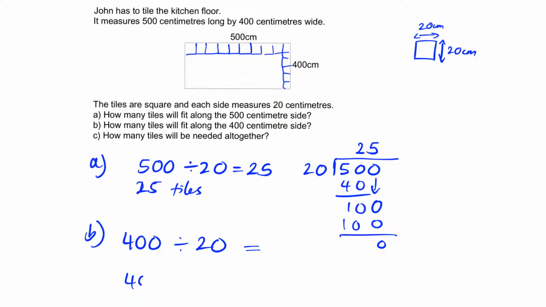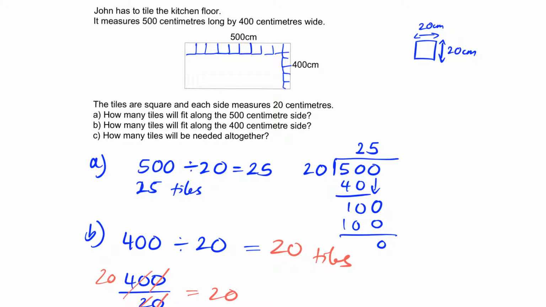I can even do this as a fraction, like this. Cancel out the 0 there. 40 divided by 2 is just 20. So my answer is 20. So 20 tiles will fit along the width of the floor.